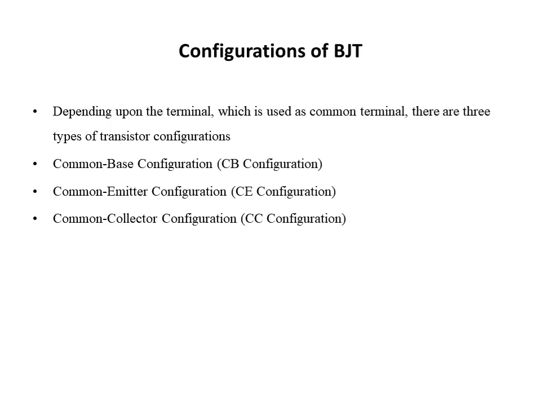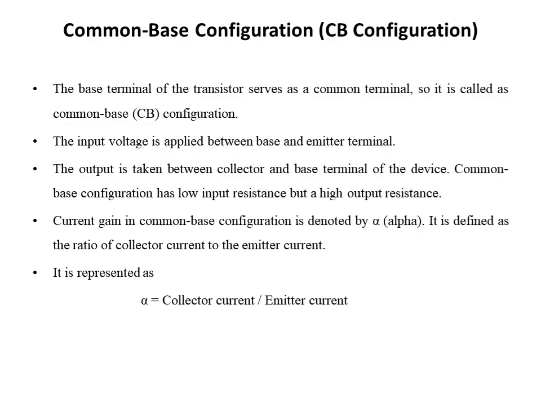Configurations of BJT. Depending upon the terminals which is used as common terminal, there are three types of transistor configurations: common base configuration, common emitter configuration and common collector configuration. Common base configuration. The base terminal of the transistor serves as a common terminal, so it is called as common base configuration. The input voltage is applied between the base and emitter terminal. The output is taken between collector and the base terminal of the device.